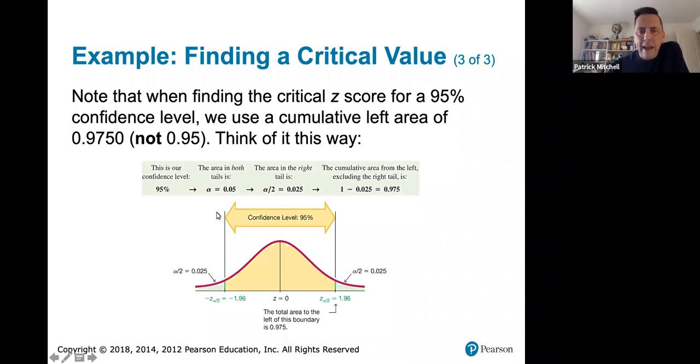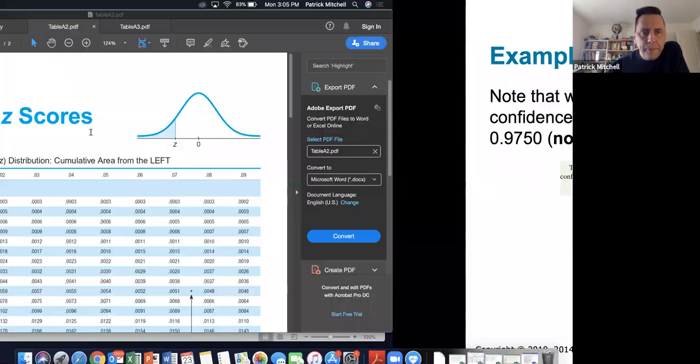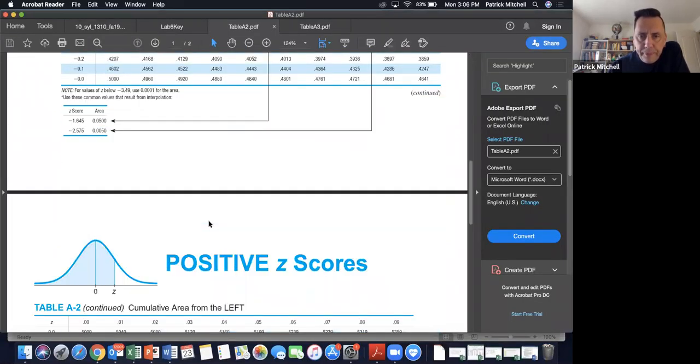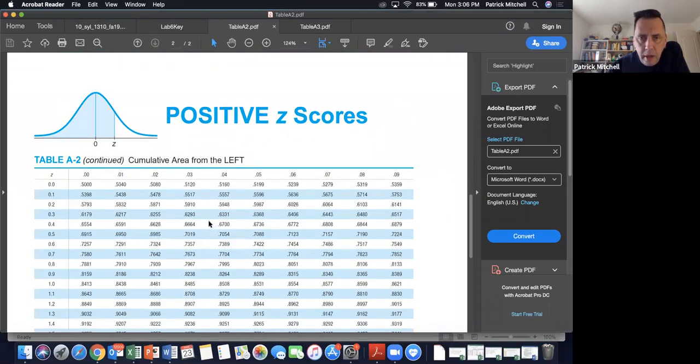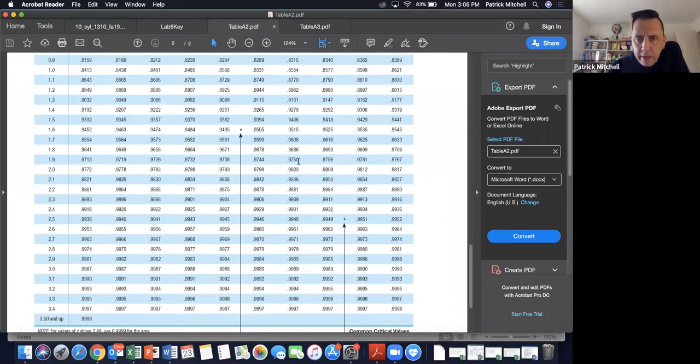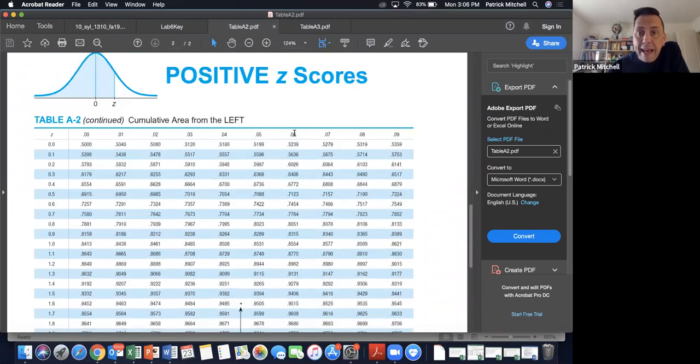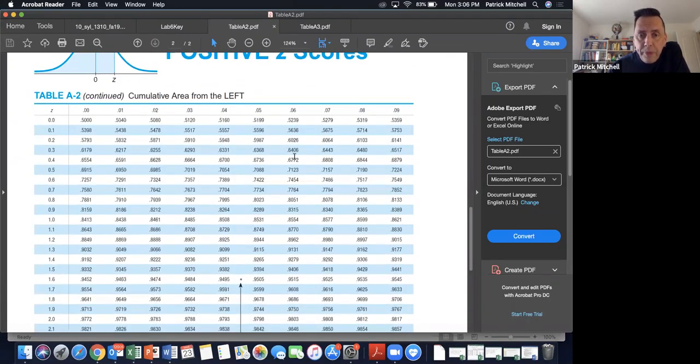So if you look up this value 0.9750 in the table, let's skip over to the table here. That's going to be on the next page. And let's see, 0.9750, there it is. Okay, so I read over here, I see 1.9. I read up here, I see 0.06, which means that the z-score cutting off the top 2.5% is 1.96.